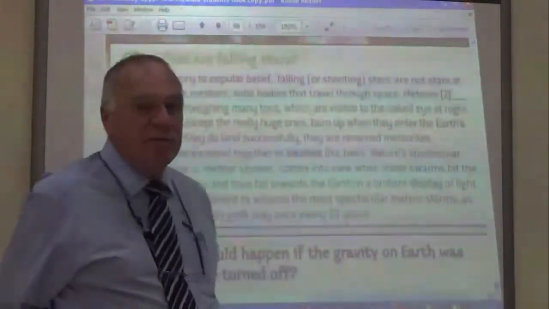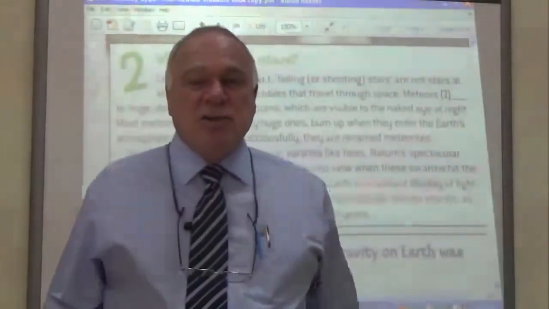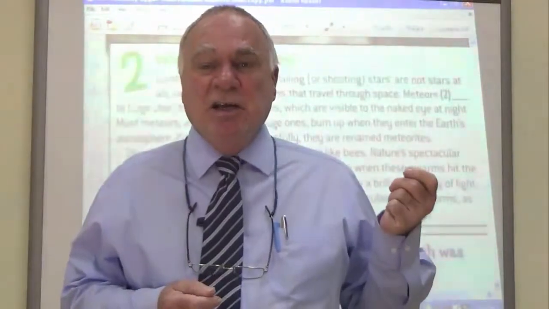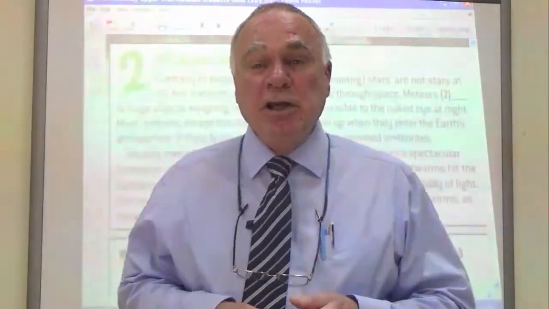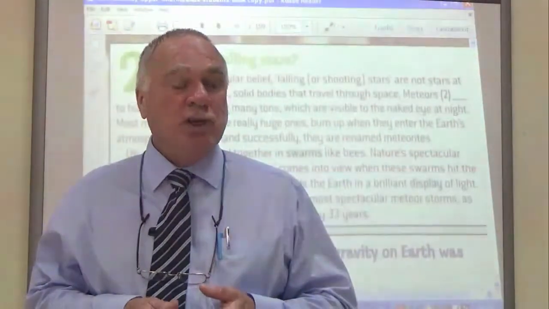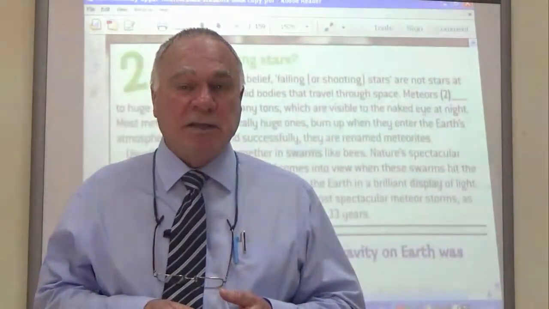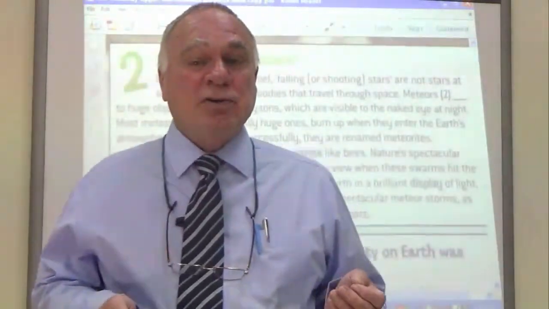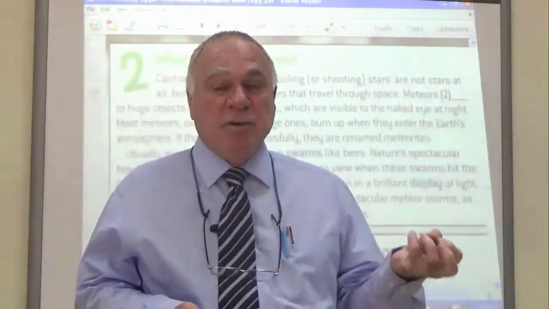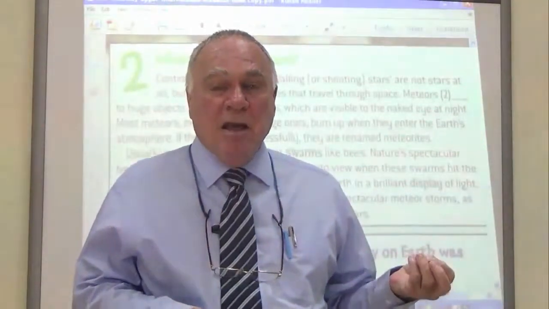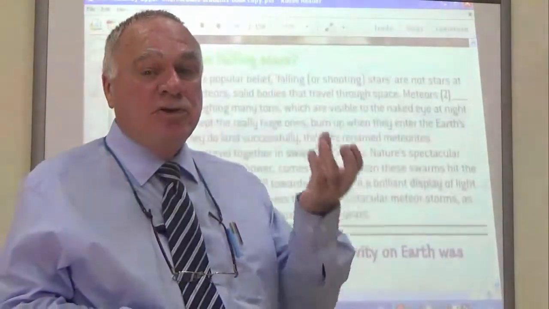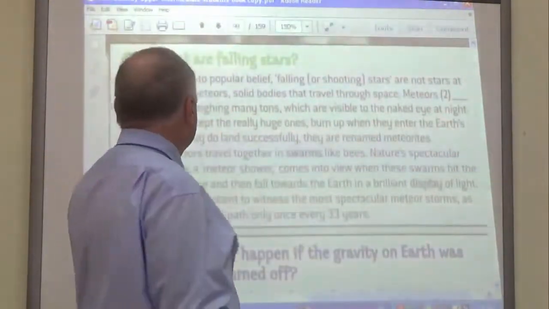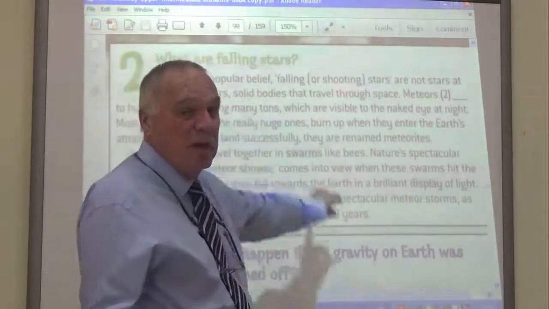So what we have in outer space are specks of dust, space dust, stones, fairly small stones, and some really huge, large chunks of rock or other matter. When they pass close to the Earth, Earth's gravity attracts them and pulls them down. When they reach the atmosphere, they are known as meteors.